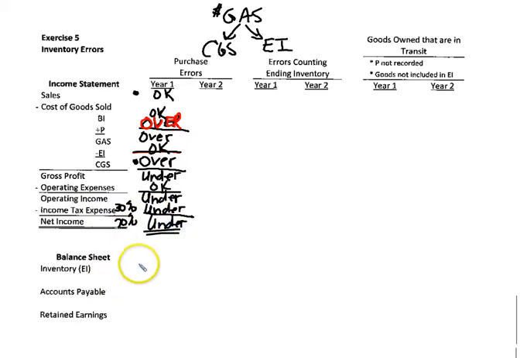Okay, let's go down to the balance sheet then. Our ending inventory is going to go on the balance sheet. It's okay, so nothing wrong there. Accounts payable: well, right at the end of the year, again, is when these purchasing mistakes take place. So if we recorded purchases as too much, well, the other side of that is accounts payable, correct? We debit purchases, if this is periodic, and we credit accounts payable. So this is going to be overstated as well.